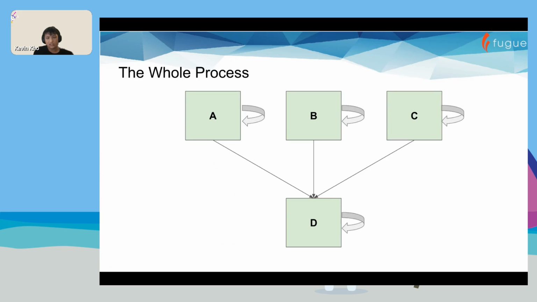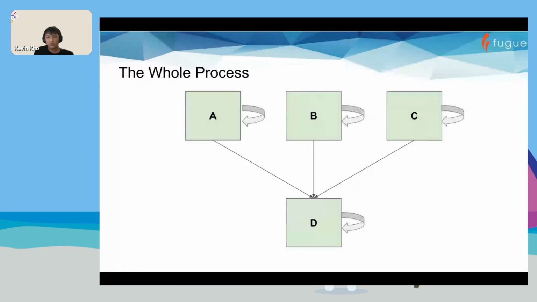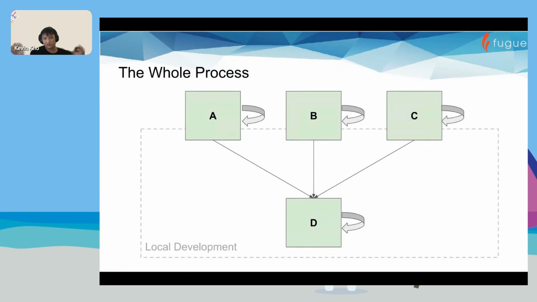And what this lets us do is we can now iterate on SS, WS, and CS individually. So here we bring the iteration process on a per table basis, and then now we can test everything together at the end of it once we're done iterating on each local step.